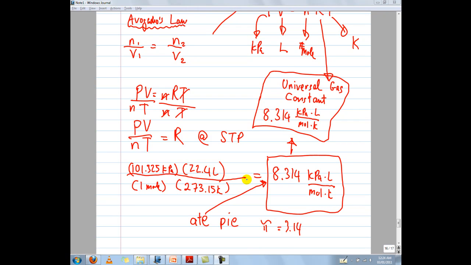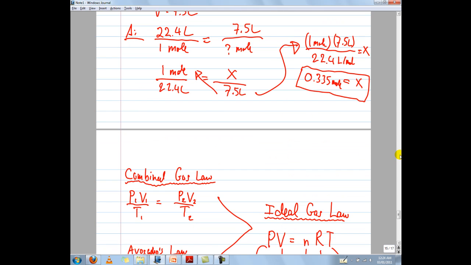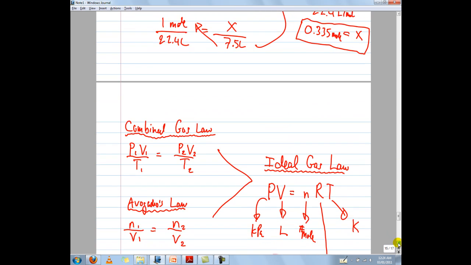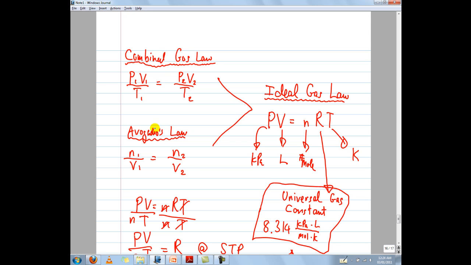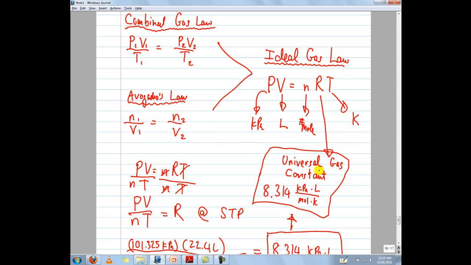This is part 4 of our video tutorial on gas laws. In the last video tutorial, we were looking at the ideal gas law, which is a combination of the combined gas law and Avogadro's law combined together to create PV equals nRT. We were also introduced to the universal gas constant, which is 8.314 kilopascal liters per mole Kelvin.